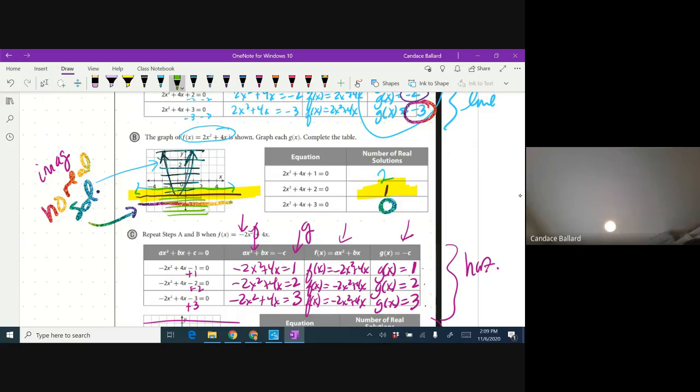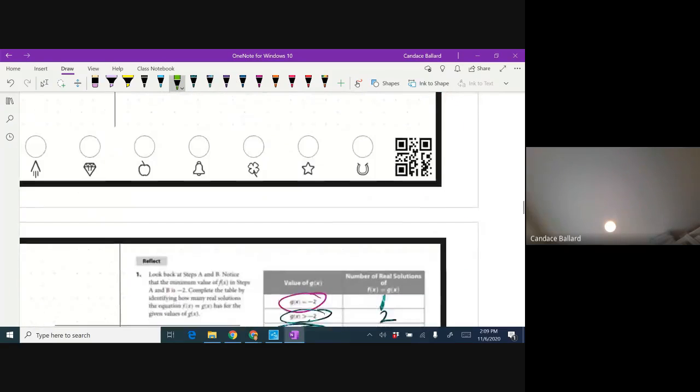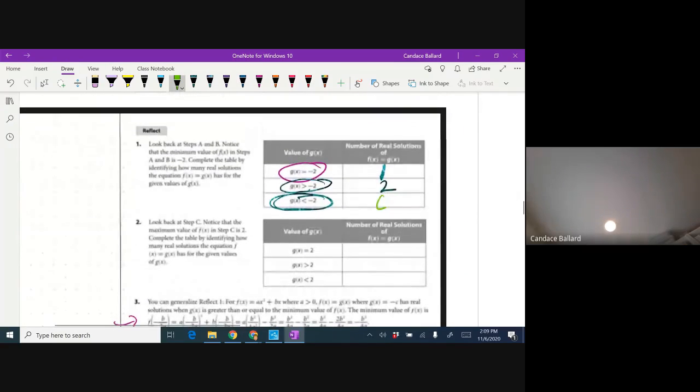All right, I want you to look below. This is -2. Look at where my green lines are. How many solutions am I getting? How many times are they crossing? There we go. We got some zeros going, okay? All right, so we have no solutions.